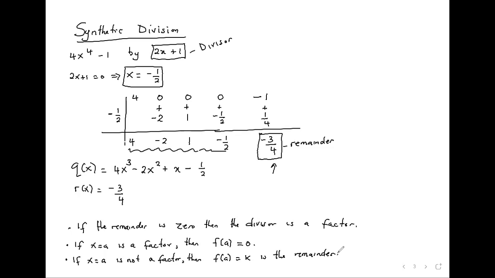So if x minus a is not a factor, then when you pick a and substitute it in the function f, you get the remainder. So if you put the value, then that value becomes the remainder. So if I'm given the remainder, then I know that if I take the divisor given and substitute in the function, I should get the remainder.